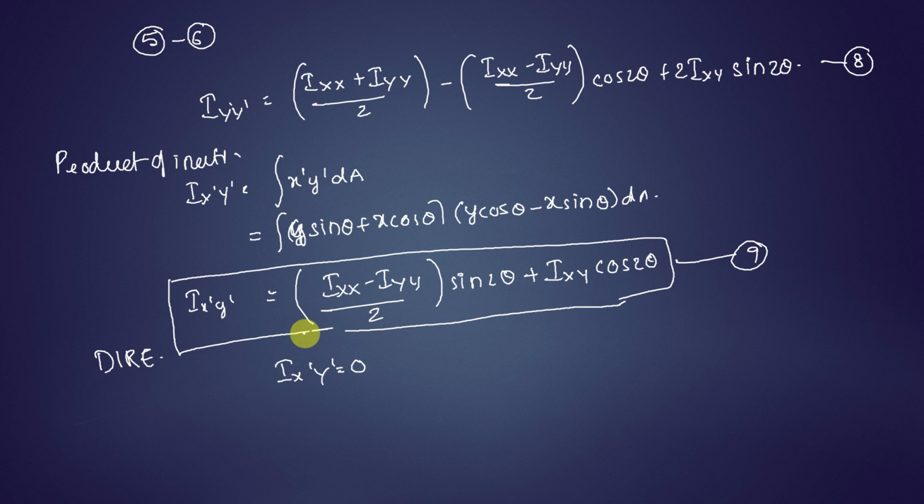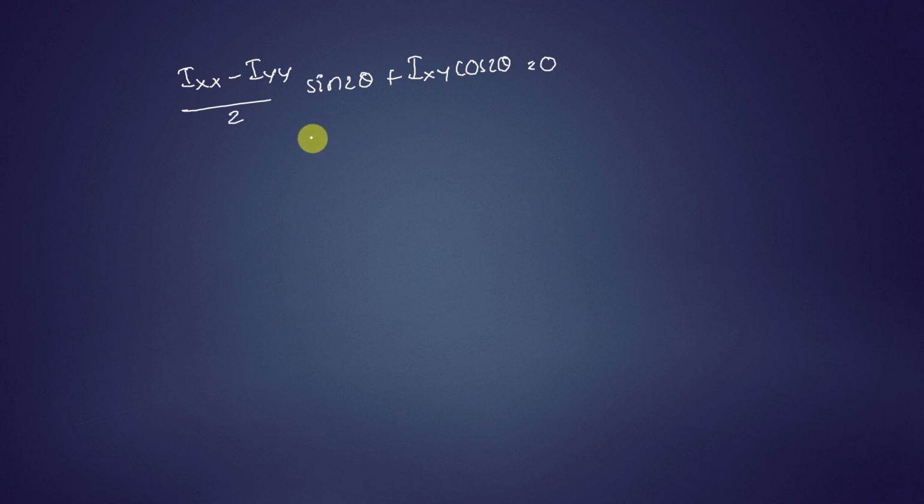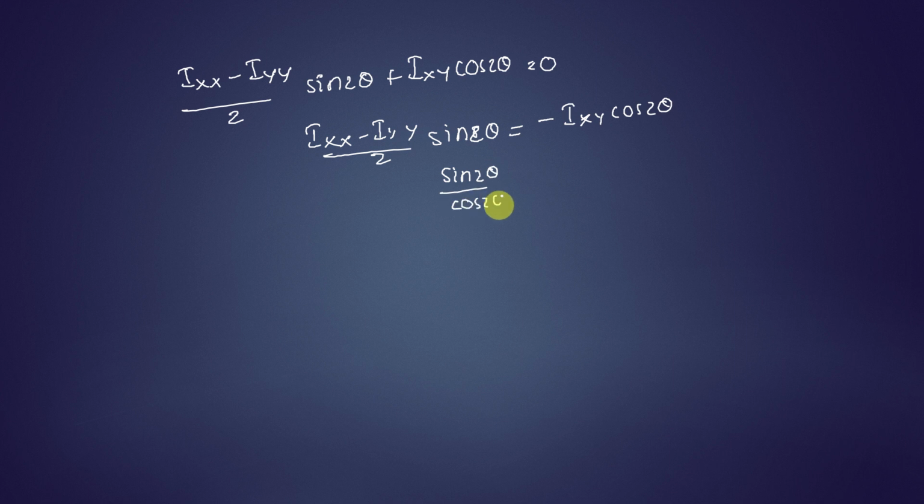So let us do that in the next slide. Ixx minus Iyy by 2 sine 2 theta plus Ixy cos 2 theta is equal to 0, right? So now I will write it as Ixx minus Iyy by 2 sine 2 theta is equal to minus Ixy cos 2 theta. Now I will write it as sine 2 theta by cos 2 theta is equal to minus 2Ixy by Ixx minus Iyy, right?